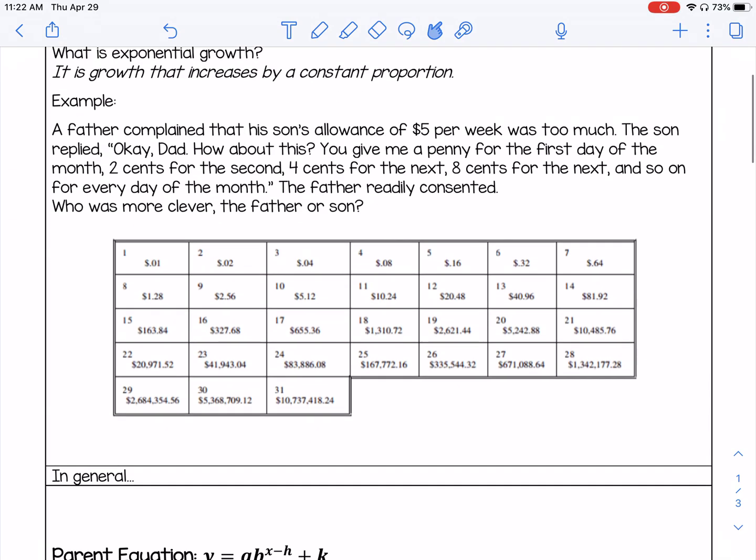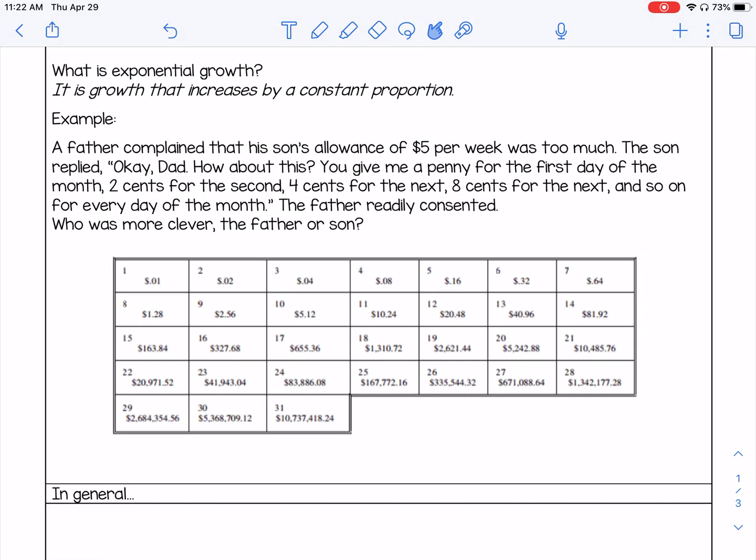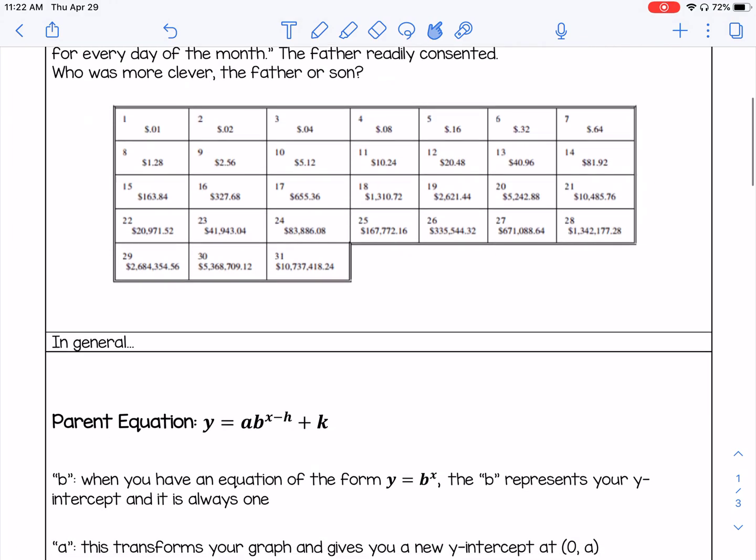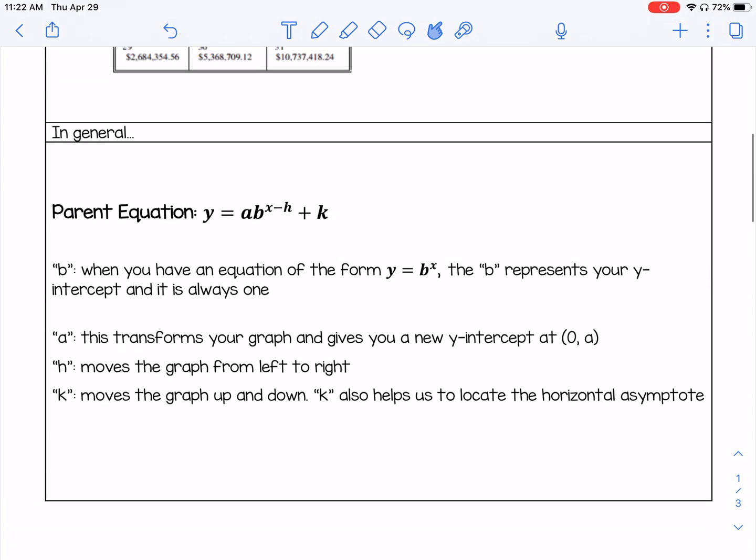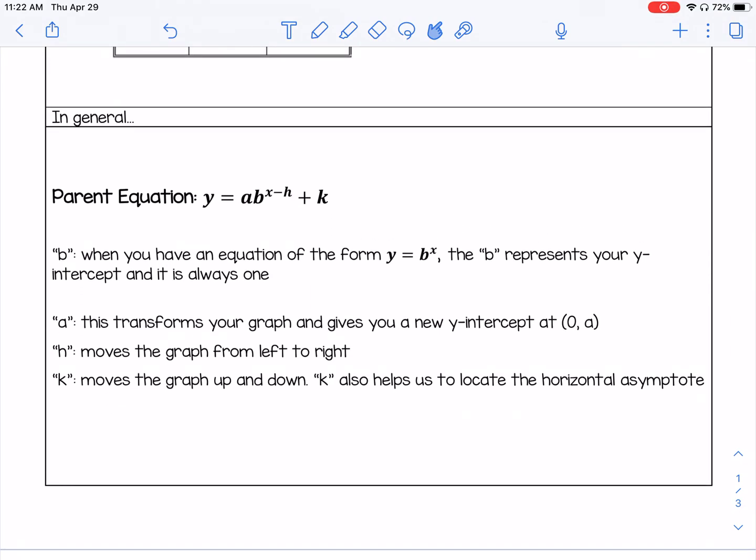Hopefully you can tell from this picture here that the son was more clever, right? Because at the end of the month, his dad actually owed him $10 million, or $10.7 million. That's quite a bit of money, right? So he was getting paid at a constant proportion. It was doubling every single day, and it grew really, really fast. Okay, so today we'll be focusing on graphing those. So you'll see how the graph looks when things are really growing very quickly.